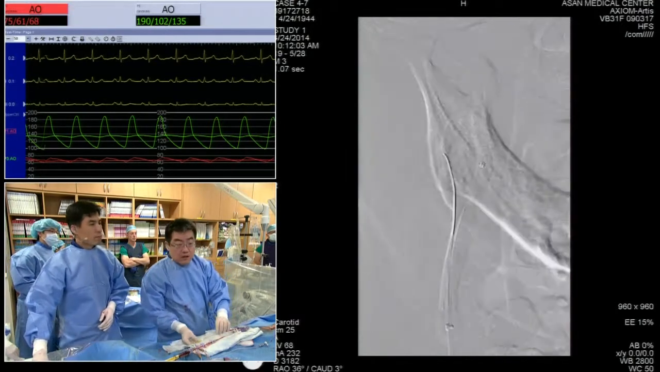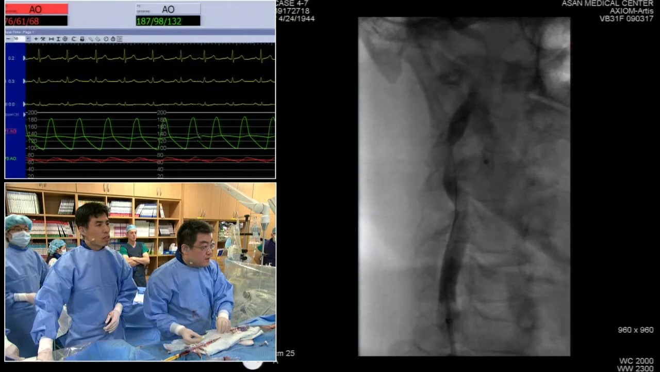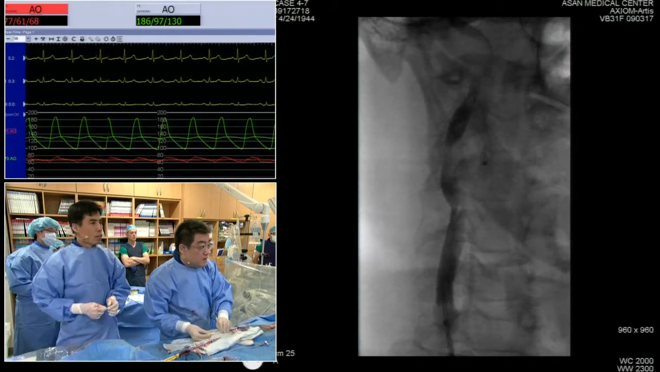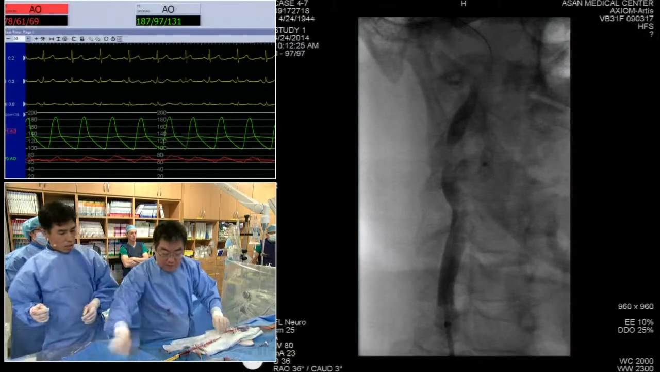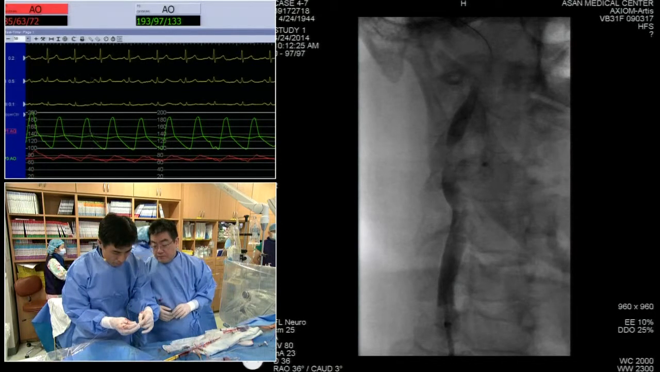Okay? Yeah, looks good. Stump pressure is around 70, so I think we are fine. So the high stump pressure is the reason why you don't have flow coming from the superior thyroid artery. Yeah. That's a key.